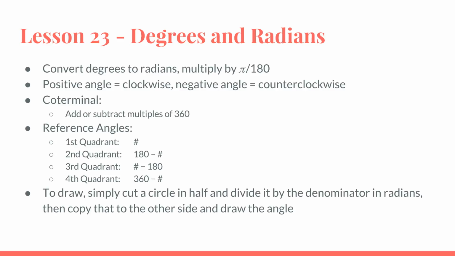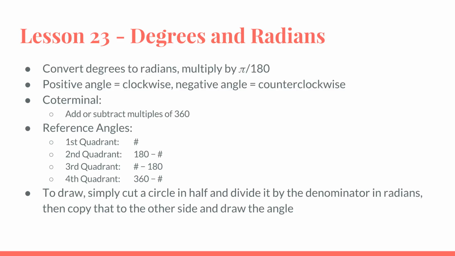And your reference angle, you're going to have to remember this. It's the angle that is referenced towards the terminal side, which is usually the x-axis. The first quadrant, so it's just going to be the regular angle measure. Second quadrant, 180 minus that angle measure. Third quadrant is that angle measure minus 180. And the fourth quadrant is 360 degrees minus that angle measure.